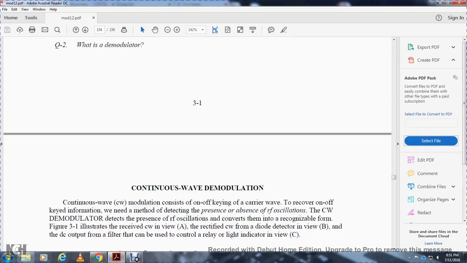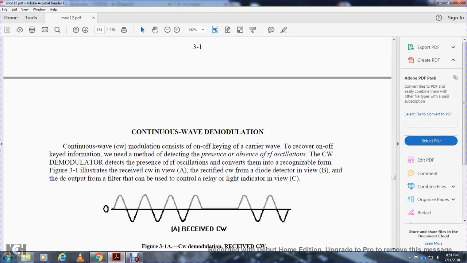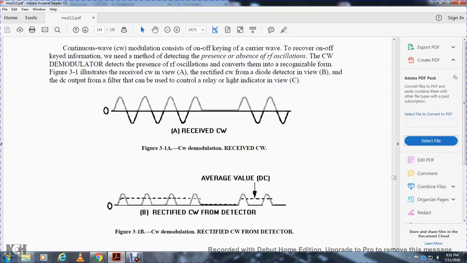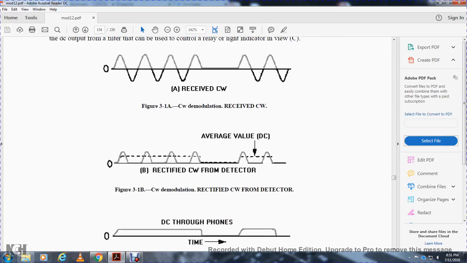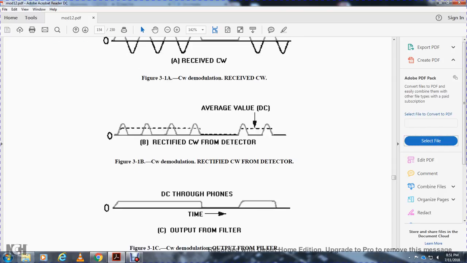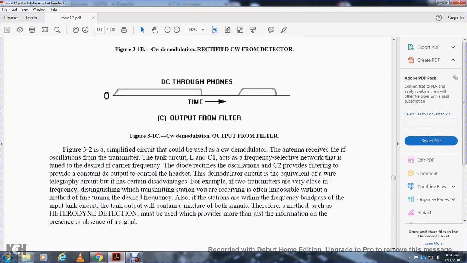Figure 3.1 illustrates the receiver for continuous wave: the continuous wave input at A, the rectifier or diode detector at B, and the DC output of the filter controlling the relay with the light indicator at C. The received continuous wave is rectified by the detector to an average DC, which passes through the phones, with a filter at the output. Figure 3.2 simplifies the circuit of the continuous wave demodulator.